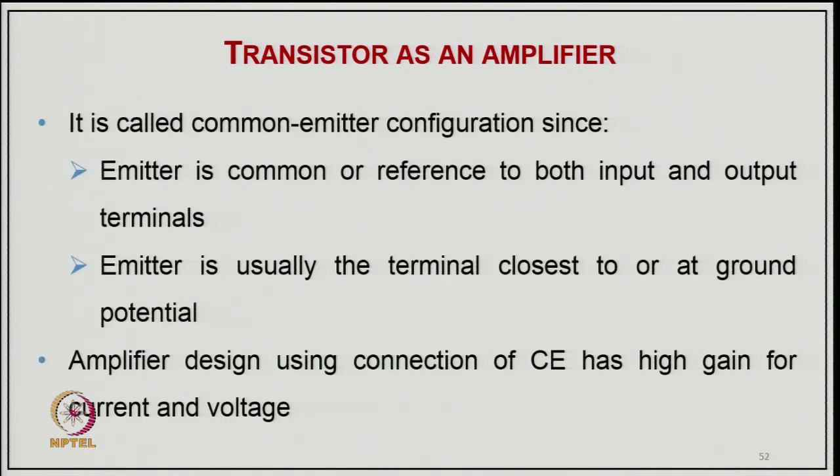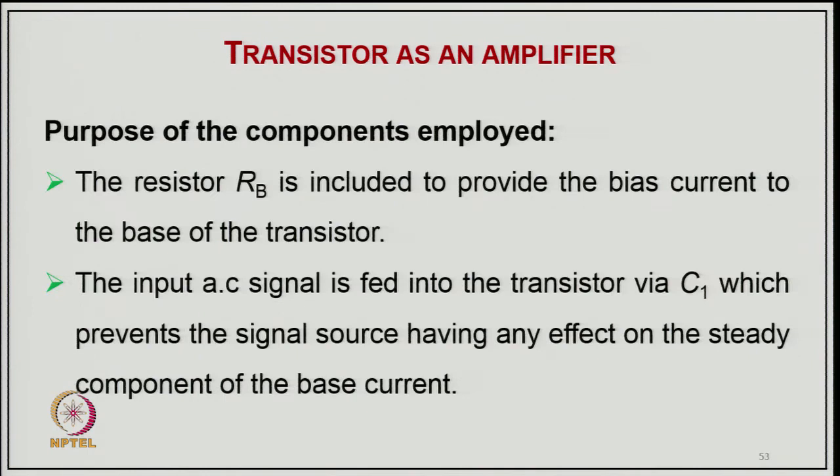It is called common emitter configuration since the emitter is a common reference to both input and output terminals. Input is your base and output is your collector, okay. The emitter is usually the terminal closest to the ground potential, and an amplifier design using the common emitter connection has high gain for the current and voltage rating. That is the reason your power gain is also high in this configuration.